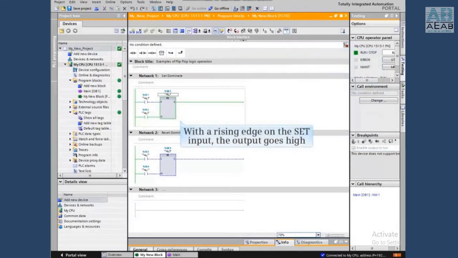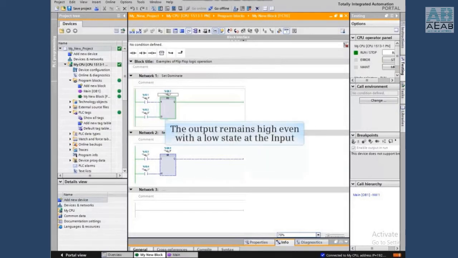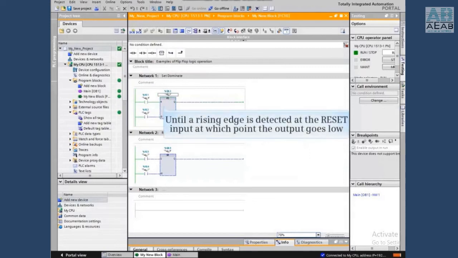With a rising edge on the set input, the output goes high. The output remains high even with a low state at the input, until a rising edge is detected at the reset input, at which point the output goes low.